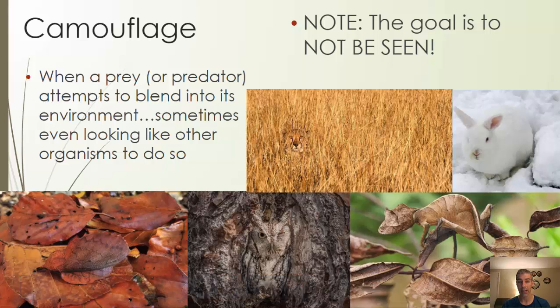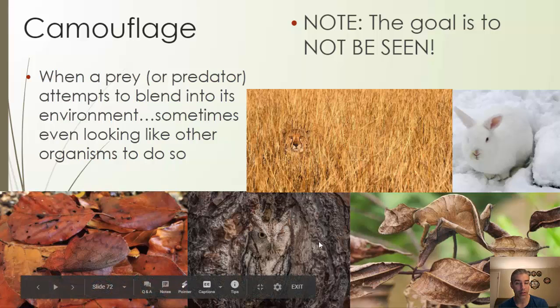Camouflage, super cool, and both predator and prey can have camouflage. You can see all these different examples of it. So you can see right here we have our jaguar sitting in the brush there. You can see clearly this is for a rabbit that lives in a snowy environment, so it more easily blends in, so it can't be seen. The owl here in the tree has very similar coloration to the tree.